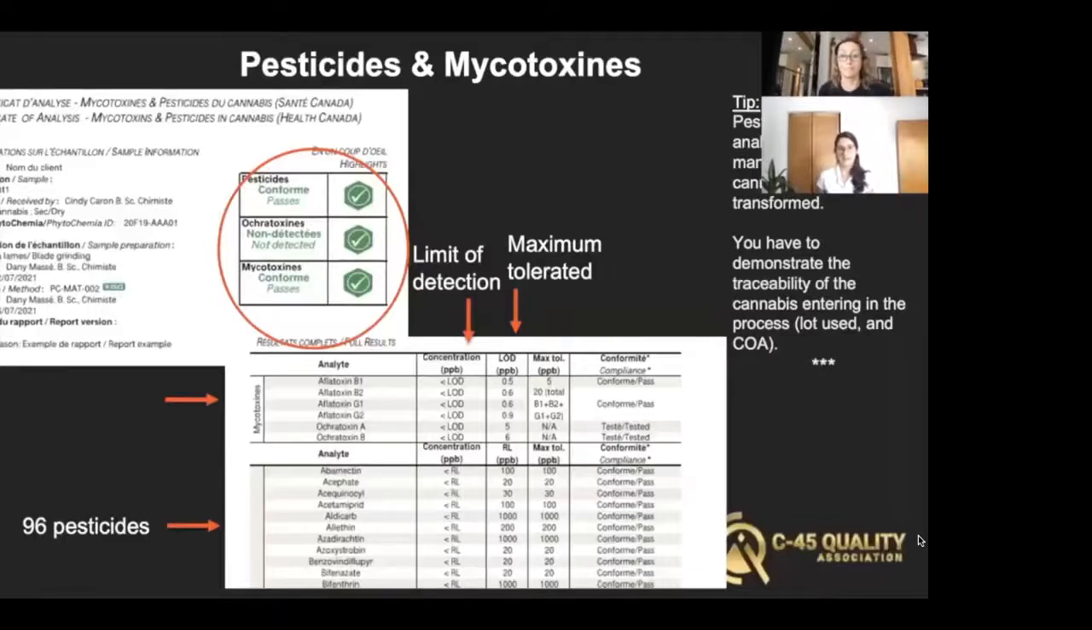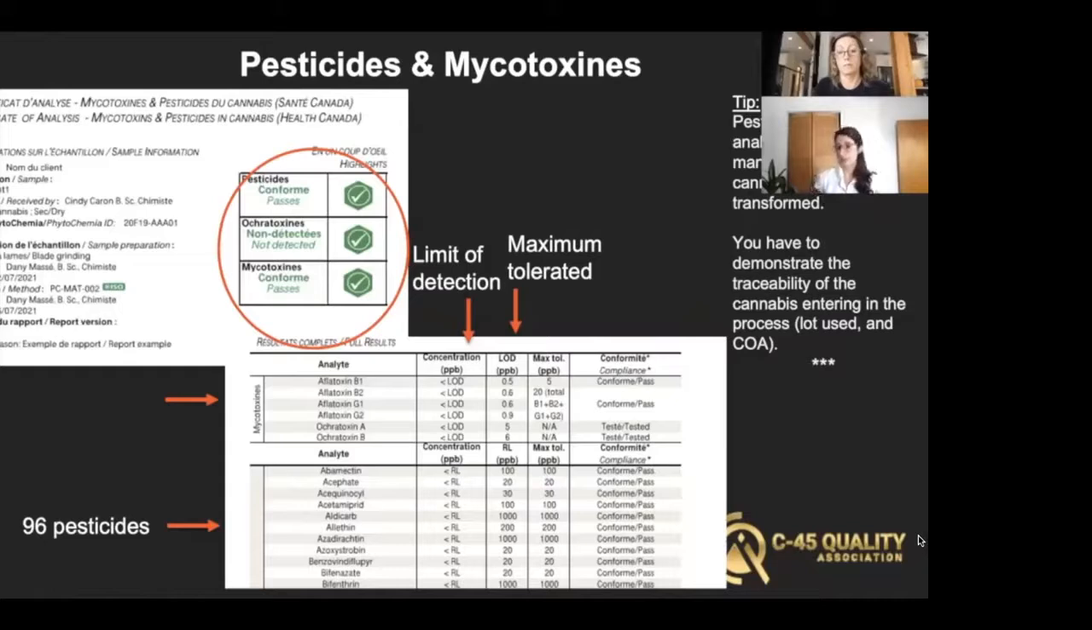Another service is pesticides and mycotoxin. So on this COA at the top, we put the highlights quickly. You can see if it passes or fails. Again, it's still important to make sure that the limits are the ones that you want to use. So at the top, we have the mycotoxin results, and at the bottom, the 96 pesticides that were cropped because it's quite long. You can see as well in the COA the limit of detection, the maximum tolerated.